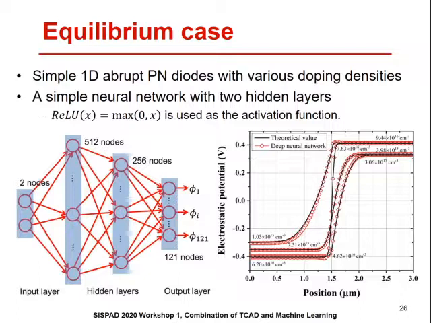At equilibrium, the nonlinear Poisson equation is solved. Simple one-dimensional abrupt p-n diodes with various doping densities are considered. The input parameters are the doping densities, and the output is the electrostatic potential at every grid point. As shown in the right figure, such a shallow neural network is sufficient to represent the solution.